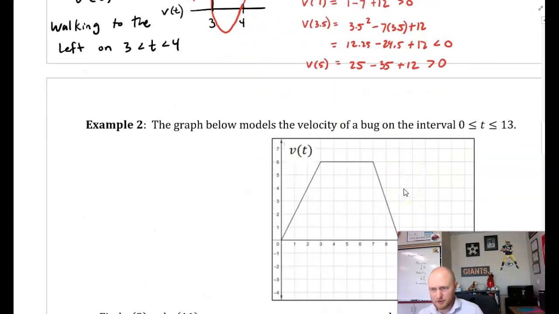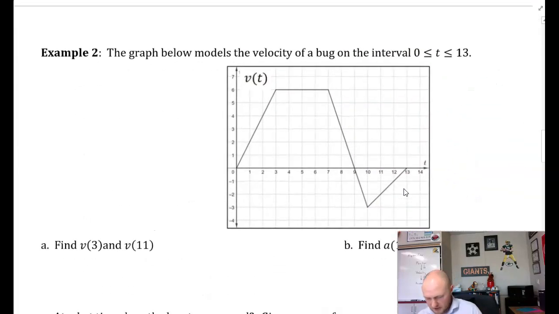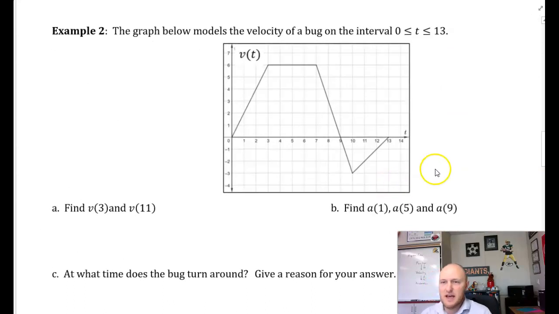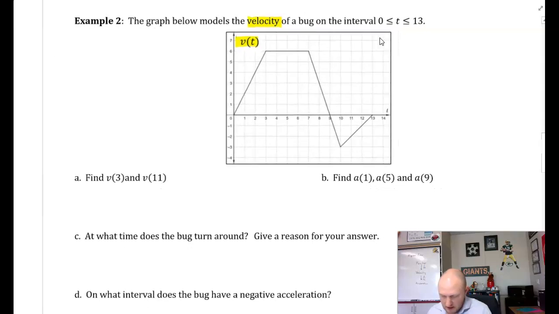All right. Example number 2. This time they give us a graph. Notice they say the graph below models the velocity of a bug on an interval. This is very, very important. It models the velocity. So here's v of t, and all of these values model velocity, okay, on the interval 0 to 13. So A says find v of 3 and v of 11.